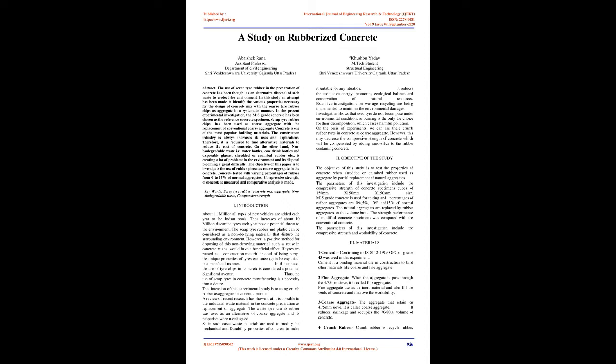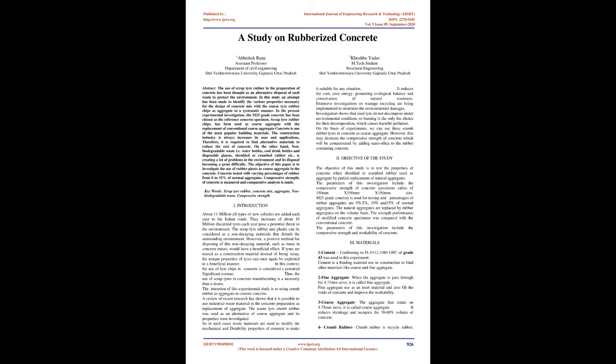Introduction. About 11 million new vehicles of all types are added each year to the Indian roads. The increase of about 10 million discarded tires each year poses a potential threat to the environment. The scrap tire rubber and plastic can be considered non-decaying materials that disturb the surrounding environment. However, a positive method for disposing of this non-decaying material, such as reuse in concrete mixes, would have a beneficial effect. If tires are reused as a construction material instead of being scrap, the unique properties of tires can once again be exploited in a beneficial manner. In this context, the use of tire chips in concrete is considered a potentially significant avenue. Thus, the use of scrap tires in concrete manufacturing is a necessity rather than a desire.